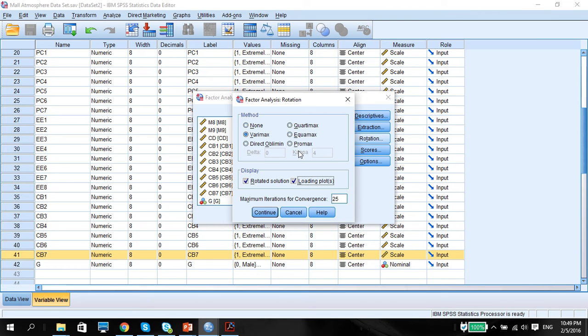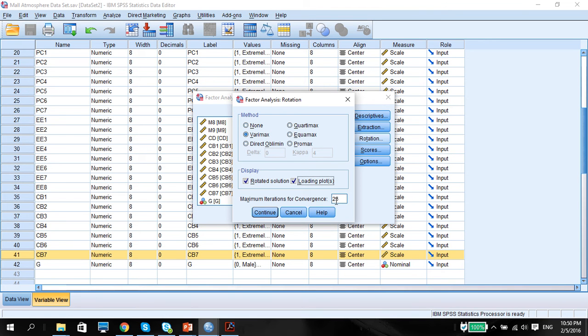So there's always a trade-off between using the orthogonal varimax and the oblique direct oblique and promax, whereby orthogonal will be much simpler but less accurate, and direct oblique will be a little bit more difficult to interpret, but it's definitely much more accurate. But for now, let's just keep it easy and just use varimax.